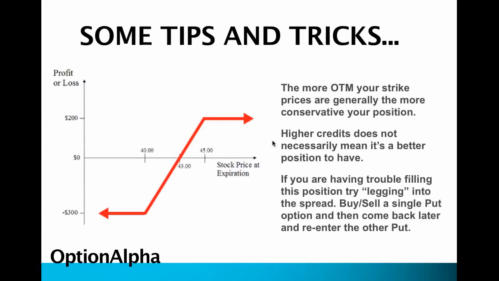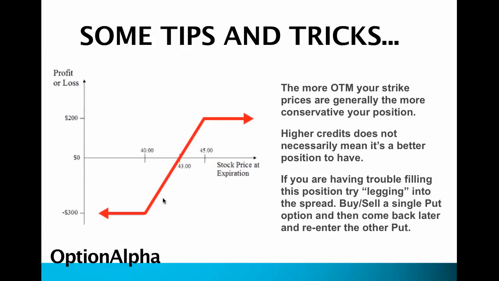Some tips and tricks for bull put spreads, or bull put credit spreads. The more out of the money your strike price is, the more conservative your position. So again, in this example, we sold this strategy right at the money, but you don't have to do that. If the market's trading at 43, you can sell these all the way out, possibly down to 20, 25, in that type of area. So higher credits don't necessarily mean it's a better position to have. Generally speaking, you're going to see an at-the-money position that's basically a 50-50 flip, where you're going to make about the same as you're going to lose. So it's just the same as trading the underlying stock.